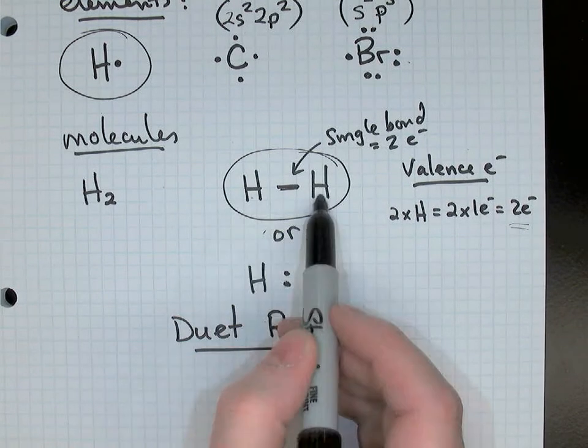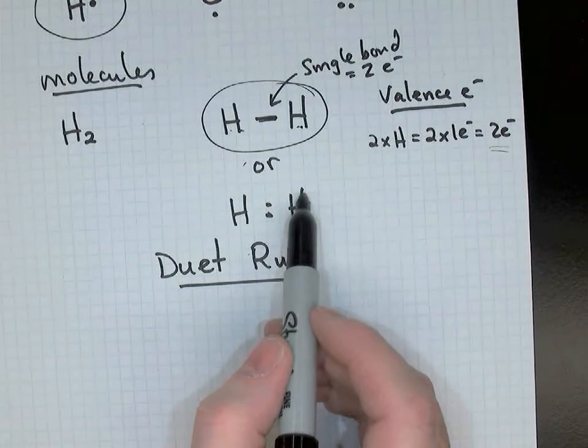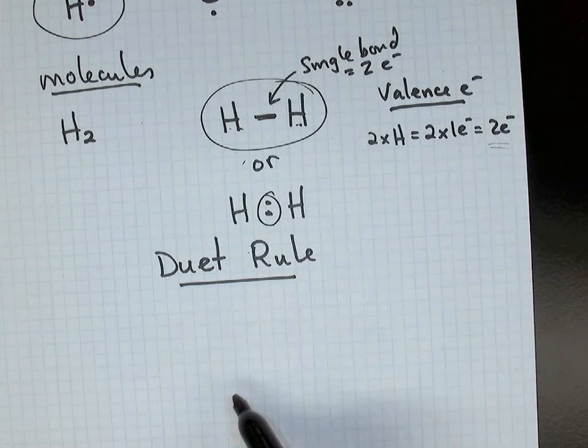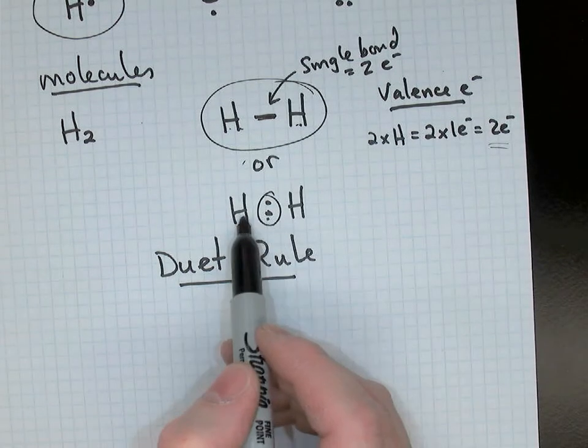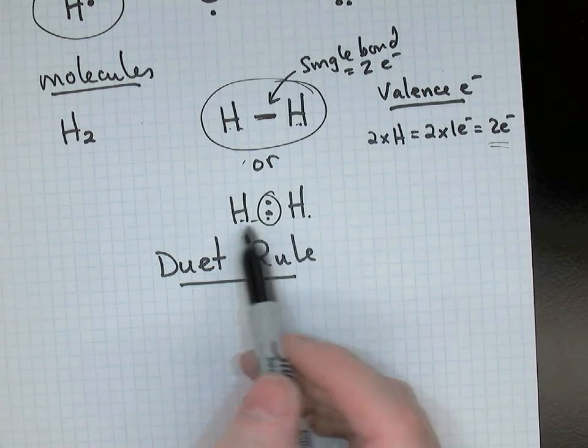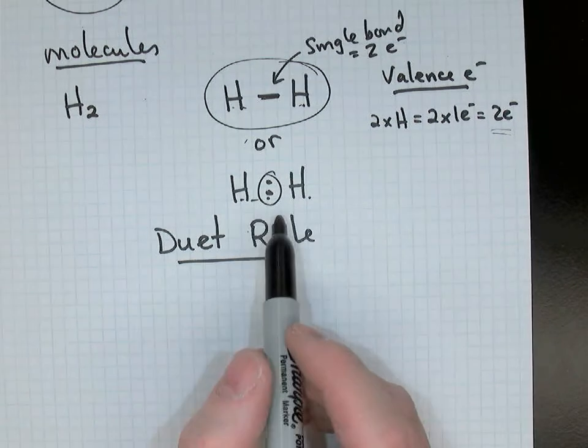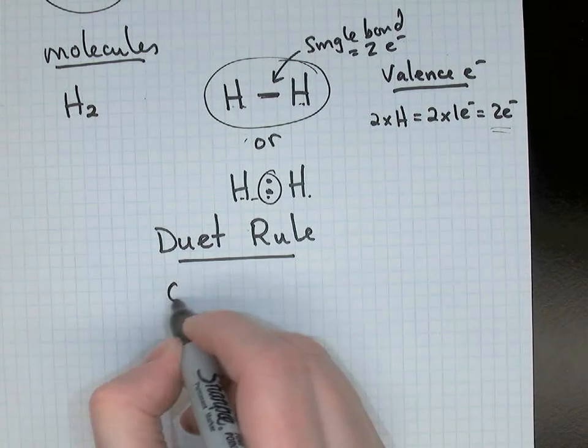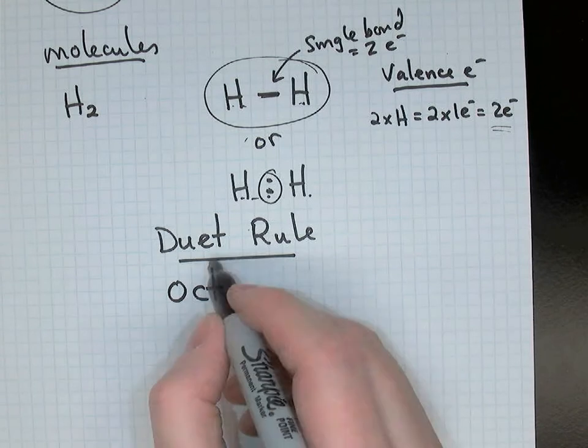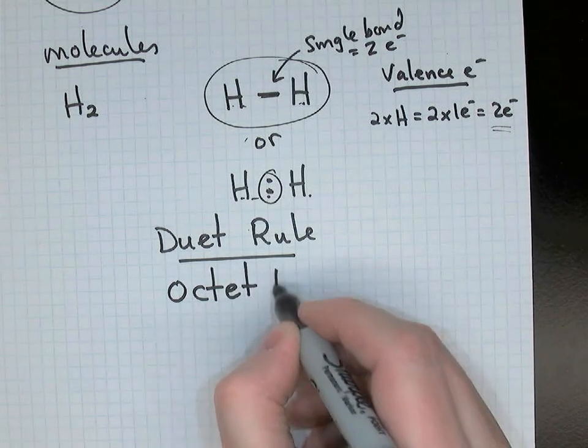Each of those hydrogens is sharing the same pair of electrons, so this pair of electrons can be thought of as belonging to both atoms. Most atoms, though, don't follow a duet rule. They follow what's called the octet rule.